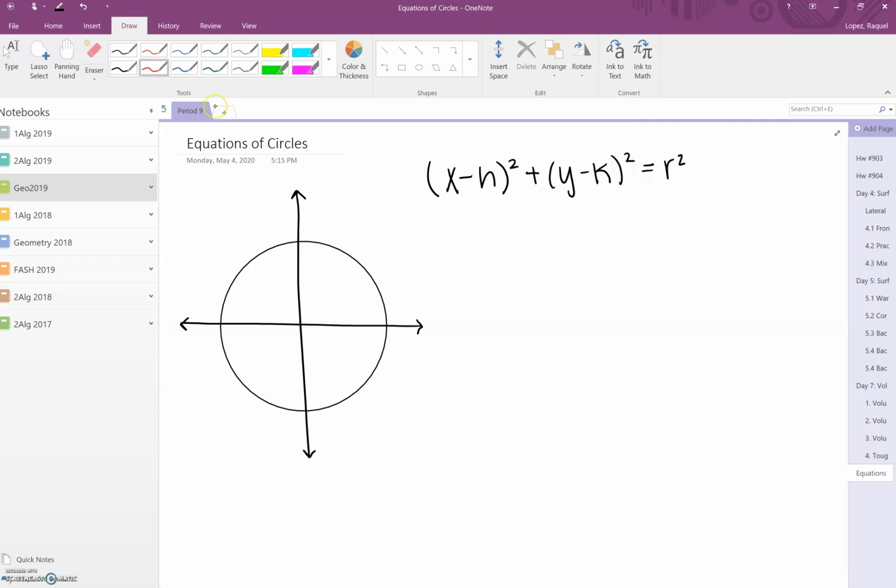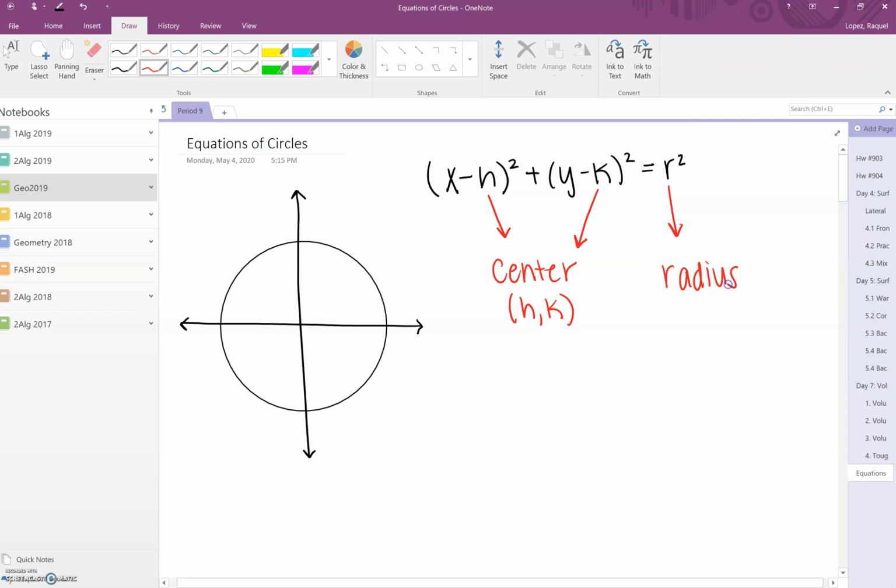And what this equation tells us is two things. We're able to get the center of our circle, okay? And we get our center from these coordinates h and k. And then we also get this radius. That's what the r stands for. R stands for radius, okay?